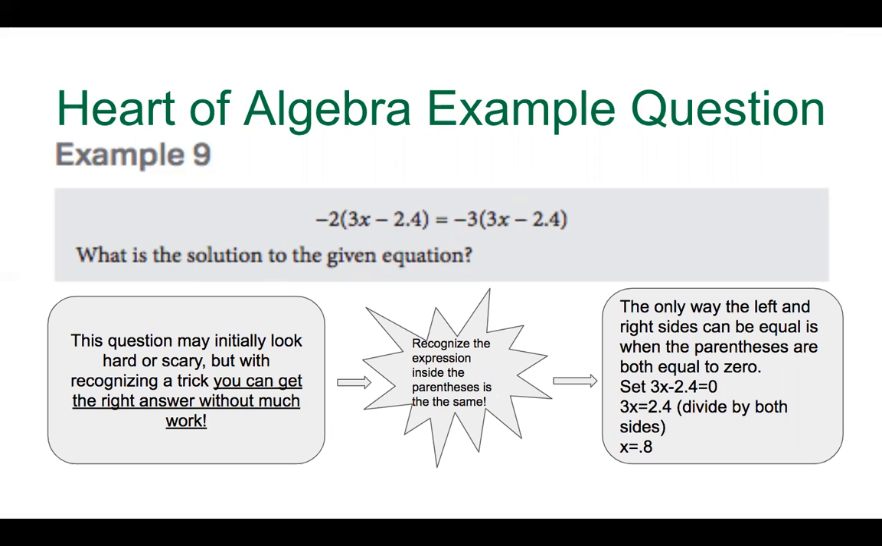Because negative 2 times 0 is 0, and negative 3 times 0 is 0. There's no other number that you can multiply negative 2 and negative 3 by to get the same thing on both sides. So recognizing this little trick, you can now set 3x minus 2.4 equal to 0 and solve for your x value. You're going to get x equals 0.8. So even though we're looking for 0 inside of the parentheses, our solution is still given by x equals 0.8.